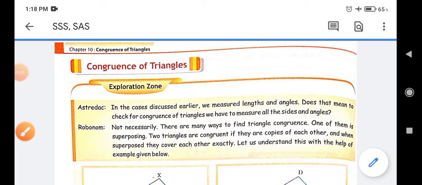Hello dear students, today we are going to start the very important topic of chapter 10, that is congruence of triangles. In this topic we will discuss the congruency of triangles.